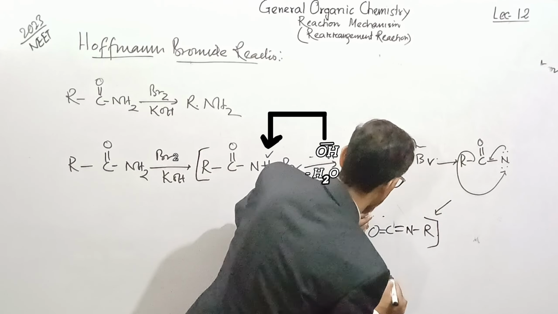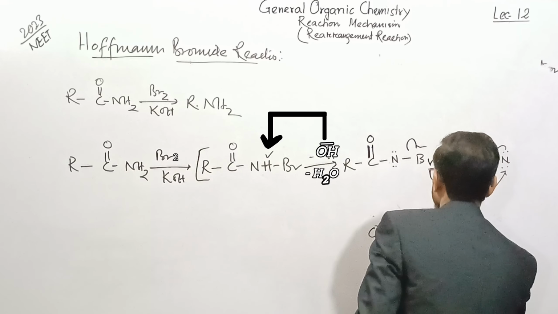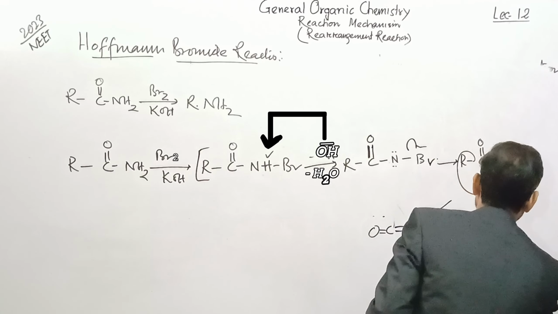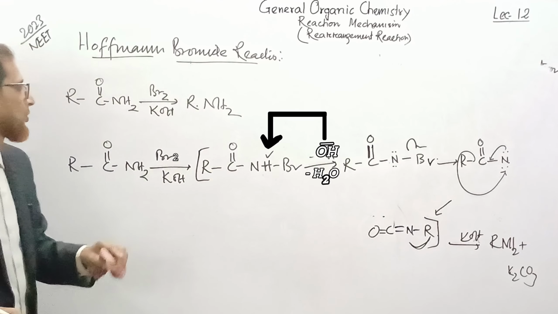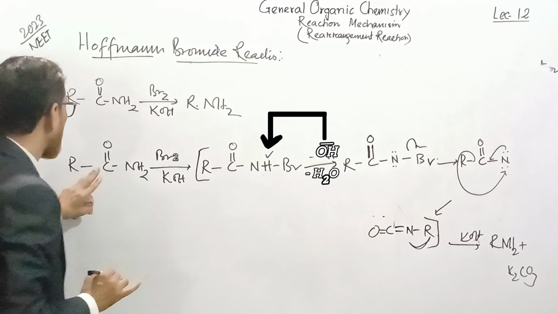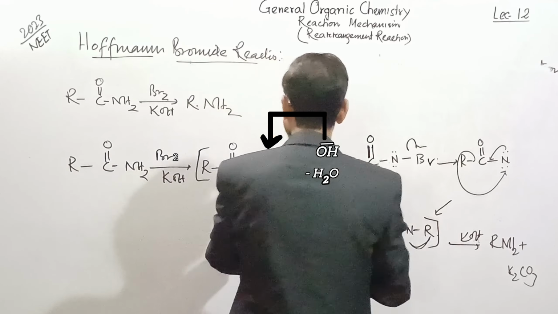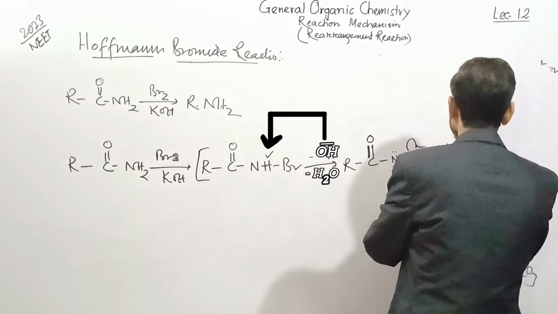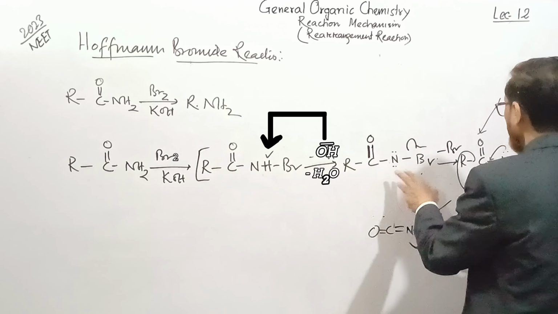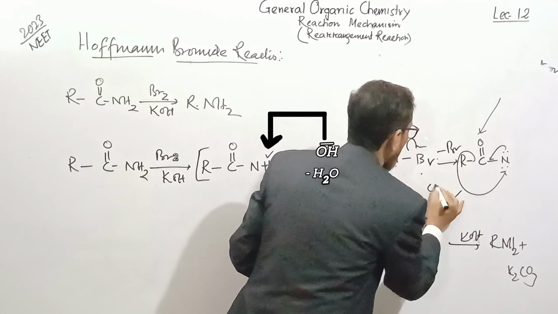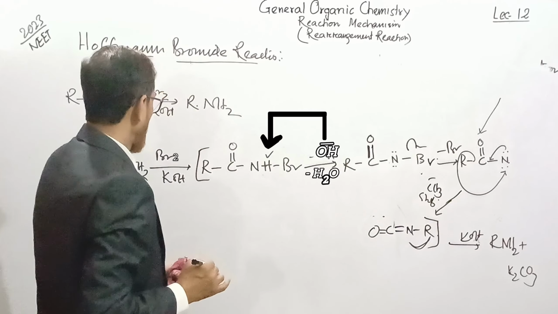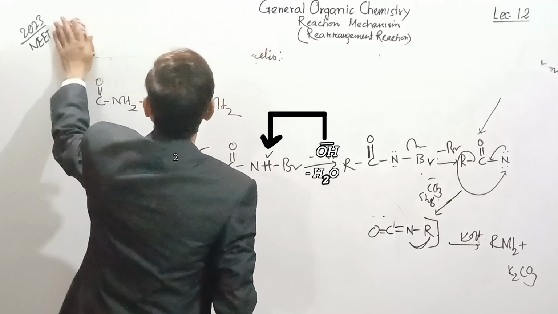And finally we get, with potassium hydroxide, RNH2 this part plus K2CO3. I am just concerned with the rearrangement. When we give RCONH2, we give RCONHBr and then we get this, and then bromine is lost, we get this, and in this step we see the mechanism with the rearrangement. So this is the methyl shift. Am I right?